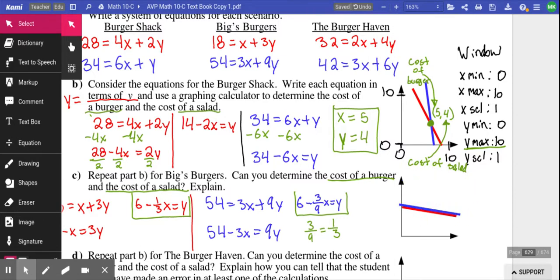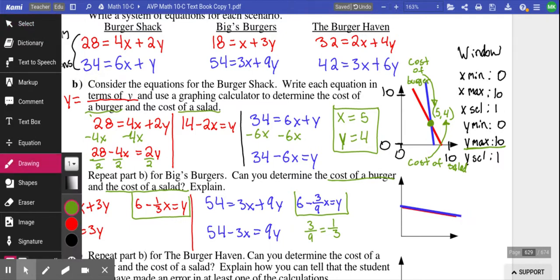I can't. So if we look at the graph, we have two graphs that are right on top of each other. Our solution is where they cross each other, but they cross each other all the time, right? They cross each other right there. That's an intersection point. They cross each other again right there. That's another intersection point. They cross each other again right there. That's another intersection point. So these are all different possible solutions, right?